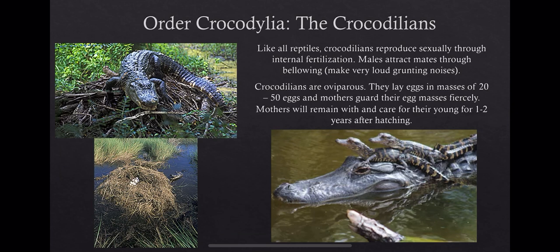All reptiles reproduce sexually through internal fertilization. These are no different. Something else, though, interesting about the reproductive strategies is males tend to attract the mates through something called bellowing. It is a type of vocalization, which is like a very deep grunting kind of sound. And it's how they let mates know that they are available.